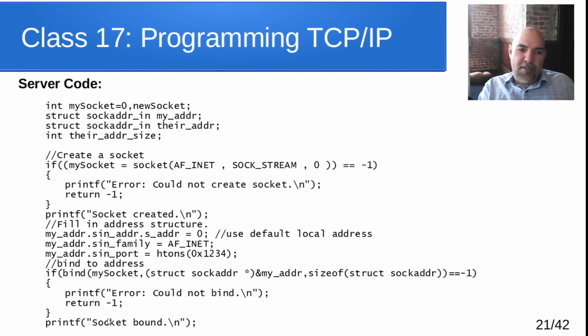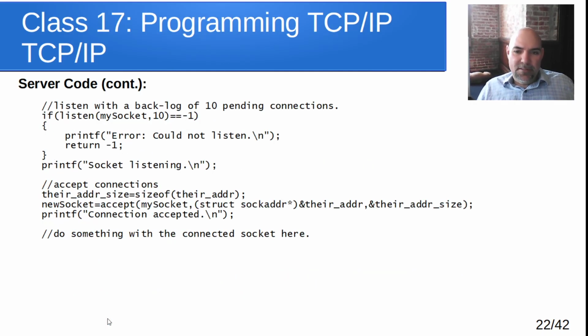And then after that, the socket's bound. So then continuing on, we want to listen with a backlog, in this case of 10 pending connections. So I say listen to 10. And if that's not -1, then we're listening. And now we have their address.